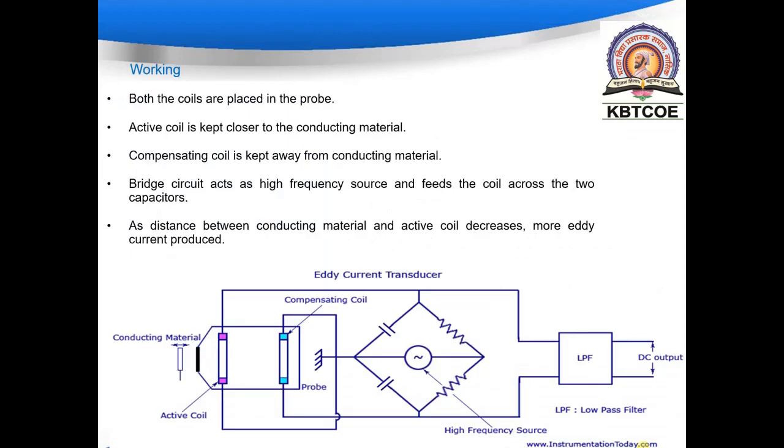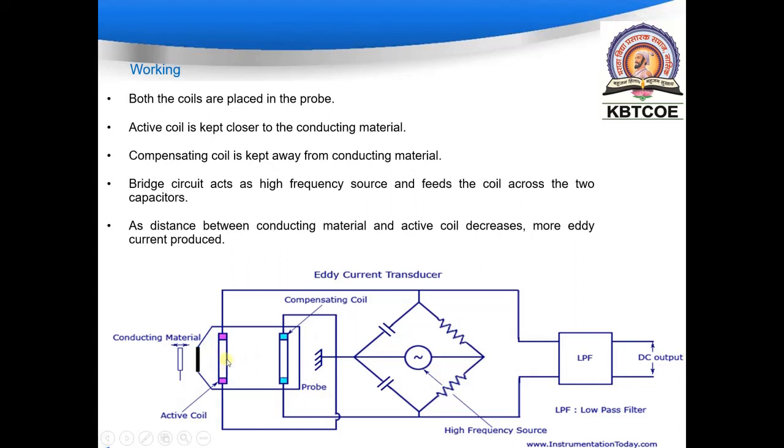This is the internal circuitry of eddy current sensor. All these things are there in the eddy current sensor probe. There are two coils. One is the active coil and another is a compensating coil. These two coils are placed in the probe itself. Now this sensing coil is placed at the end of the probe, which is nearer to the metallic object, and this compensating coil is far from the object, which is placed in the probe itself. This bridge circuit acts as a high frequency source. It feeds that high frequency current to the sensing coil.